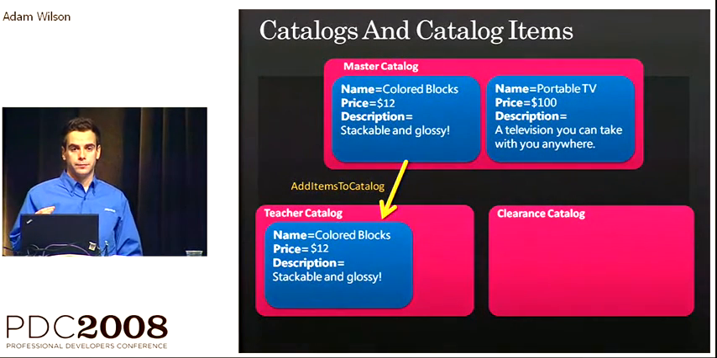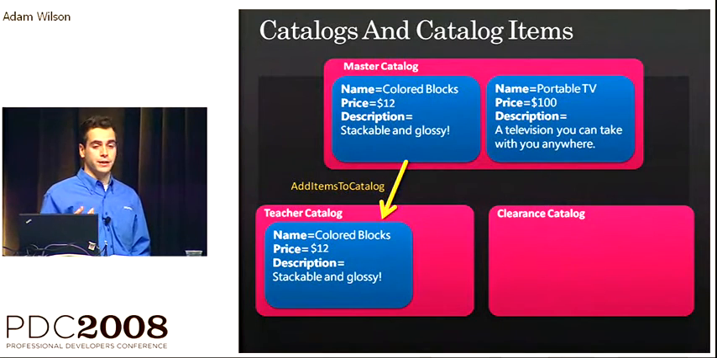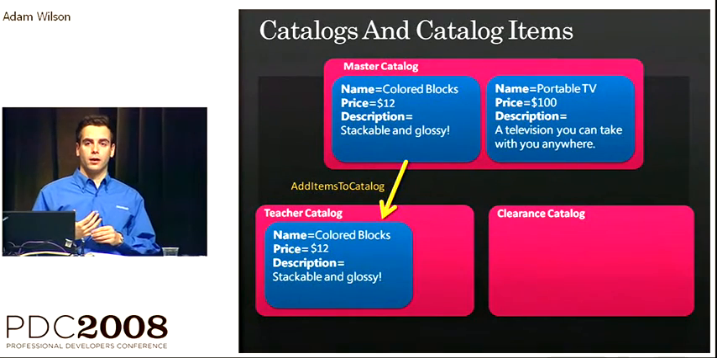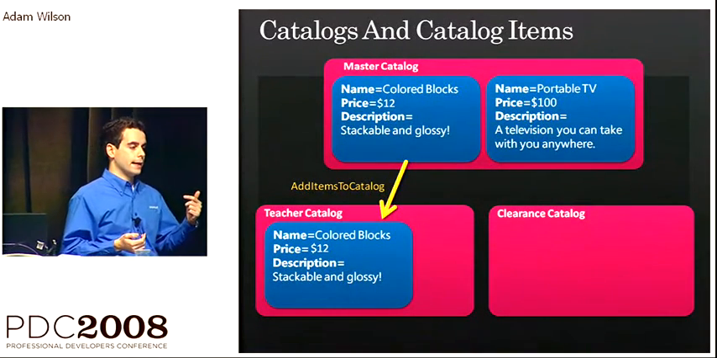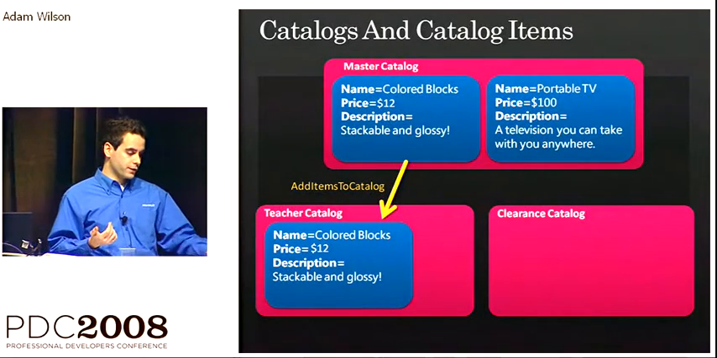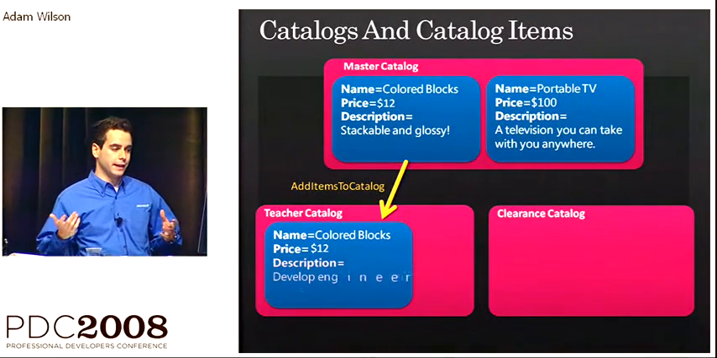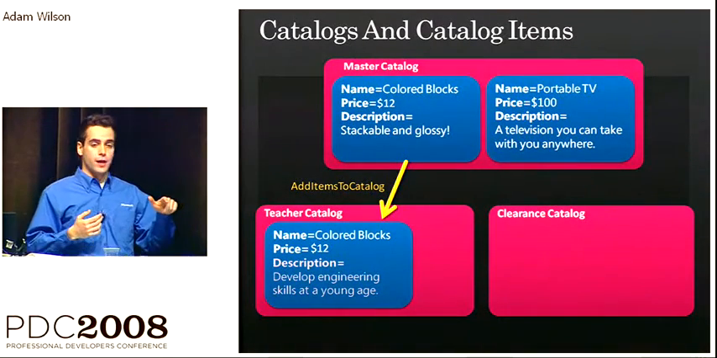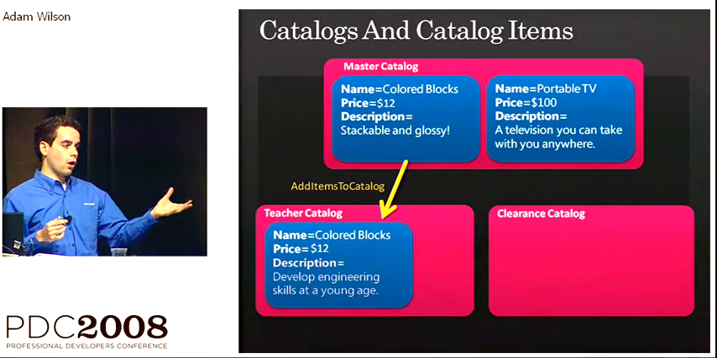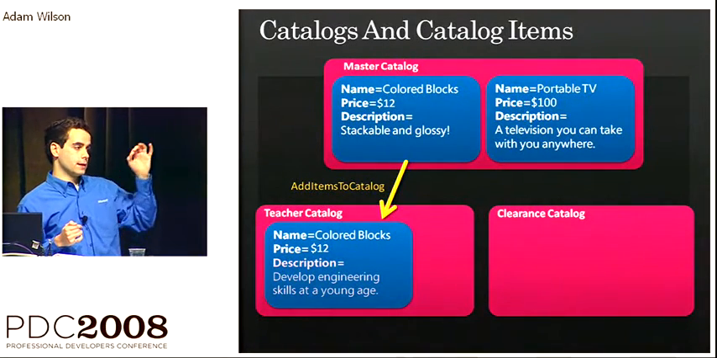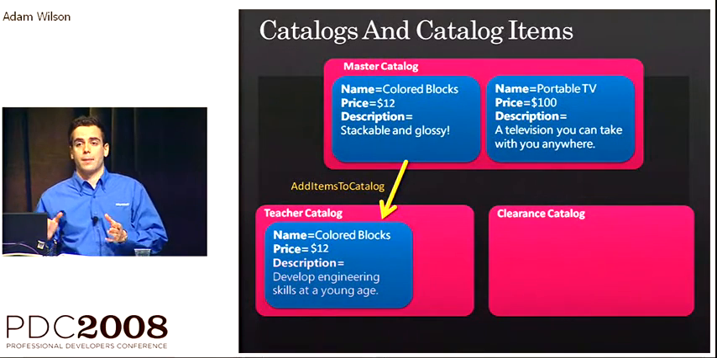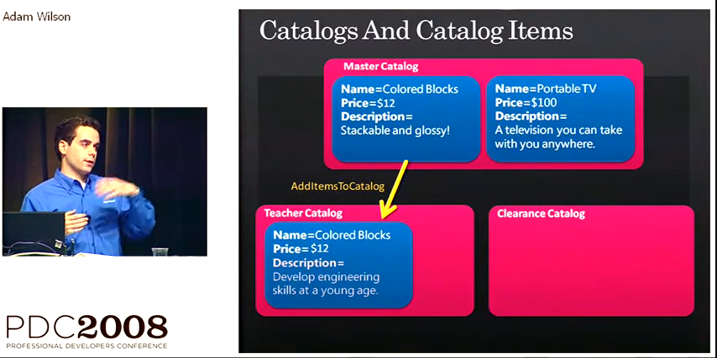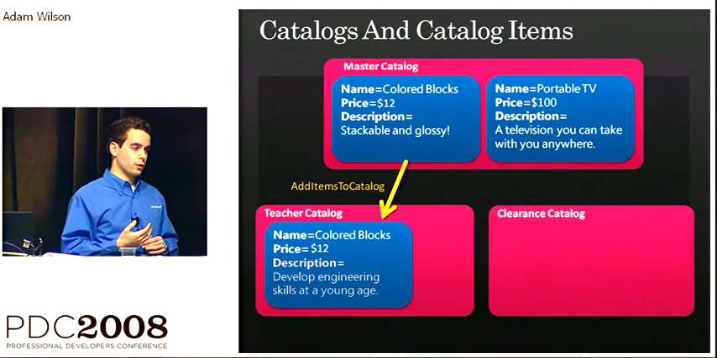However, we provide flexibility to allow you to override a particular attribute in a child catalog and break that inheritance. So for example, in this teacher catalog example, if I wanted to change the description to something more appropriate to inspire teachers to buy a product, let's say "develop engineering skills at a young age" for these colored blocks, I can change that through update catalog items on the child catalog and still maintain the same description on the master catalog. So when I list to one marketplace for teachers, it would have the one description, and to other marketplaces, it would have the standard description.